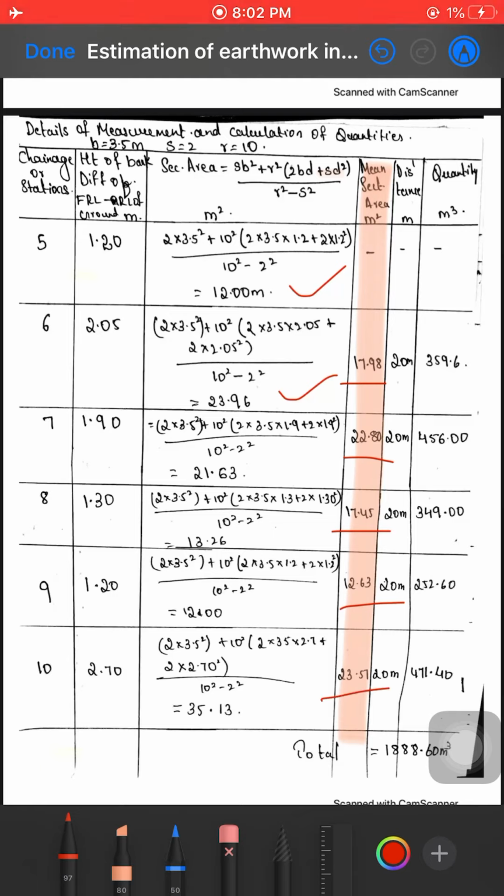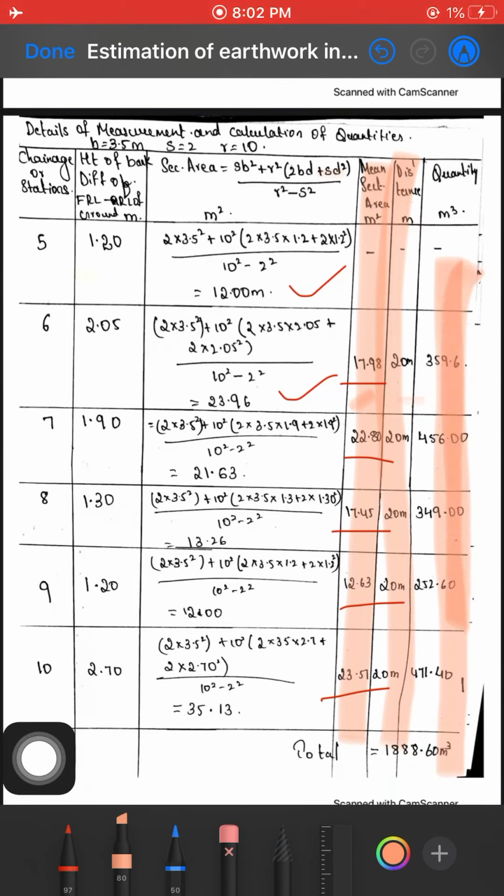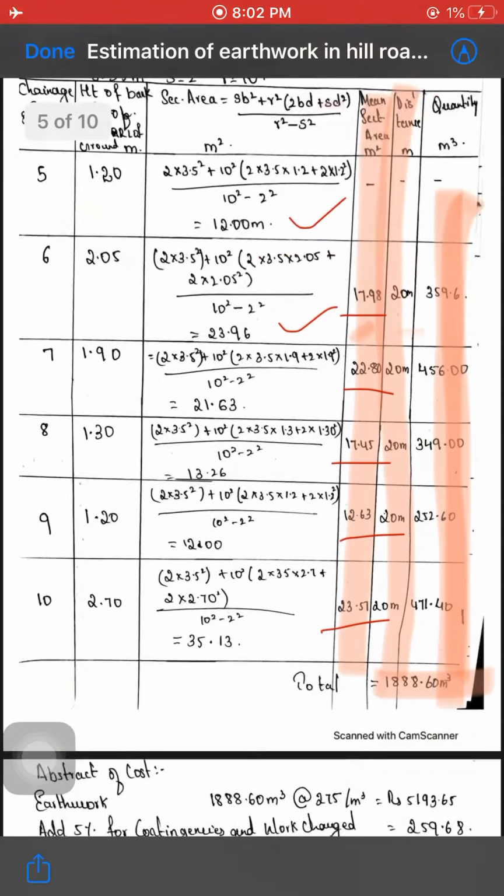The distance given is 20 meters in the question itself. So multiplying mean sectional area into distance, you get the quantities. Then adding all the quantities, you get the total quantity as 188.60 meter cube. So that is how you calculate the quantity of earthwork in hill roads.